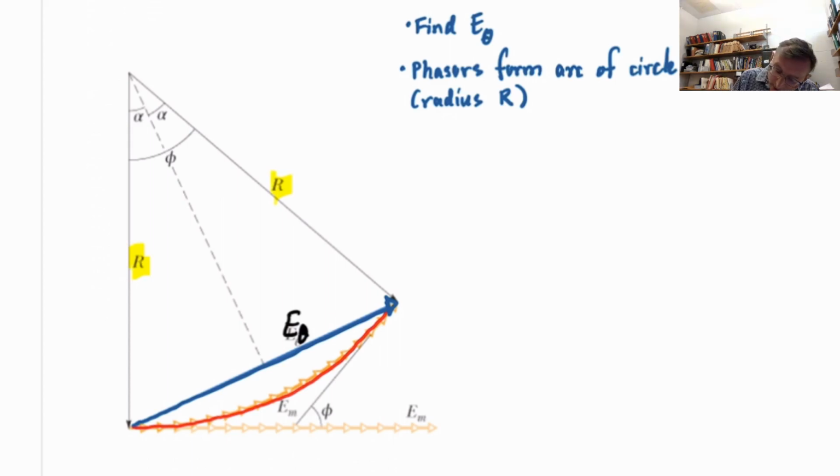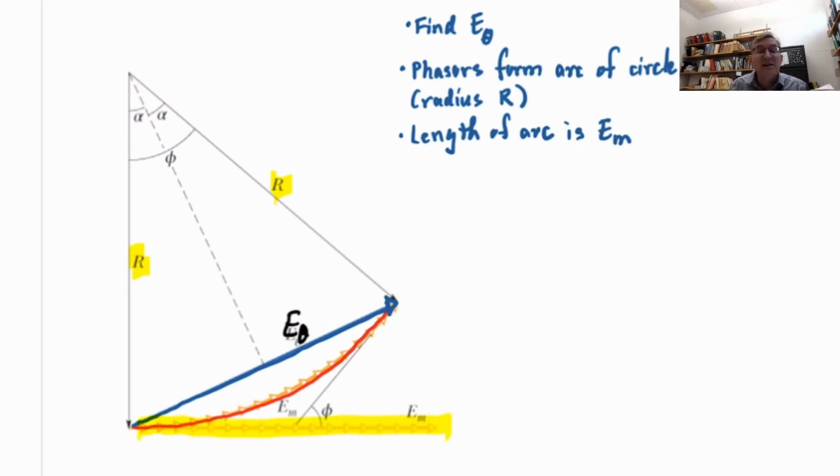The length of the entire arc, I beg your pardon, is E max. In other words, if I took that red arc and I laid it out flat, it would be this long. The same thing as I got when they were all in the same direction, and that's E max. So that's the length of the arc in red.